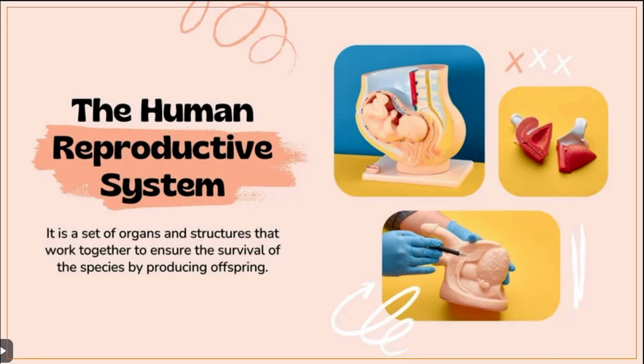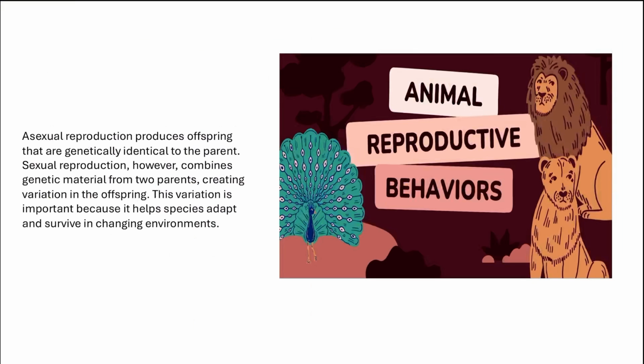First, we're going to start by defining the human reproductive system, which is a set of organs and structures that work together to ensure the survival of the species by producing offspring. So, to start off, we have two different types of reproduction. We have asexual reproduction and we also have sexual reproduction.